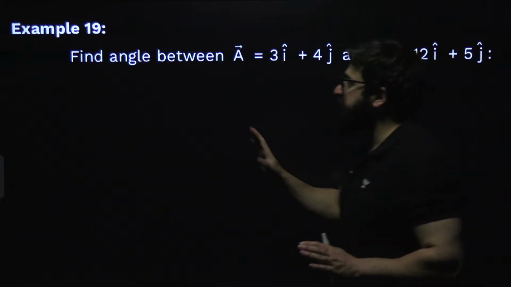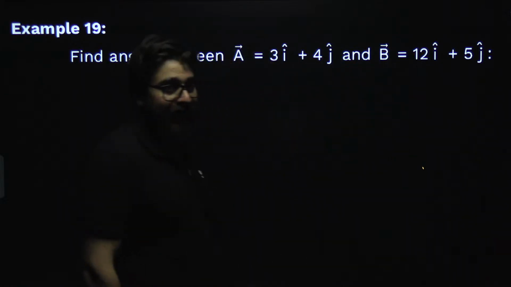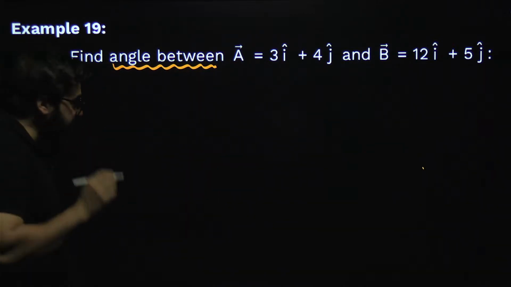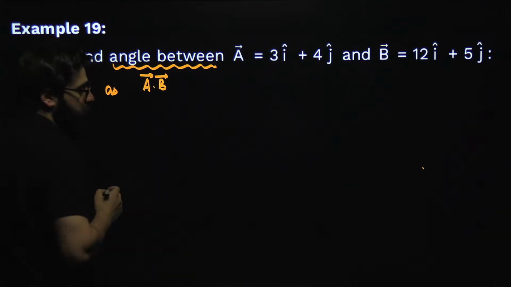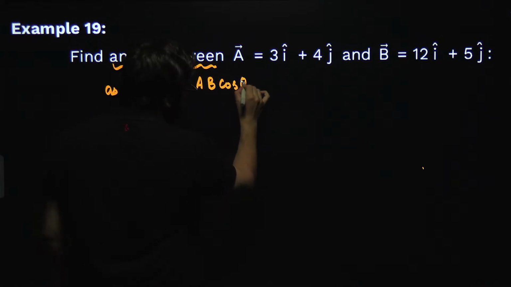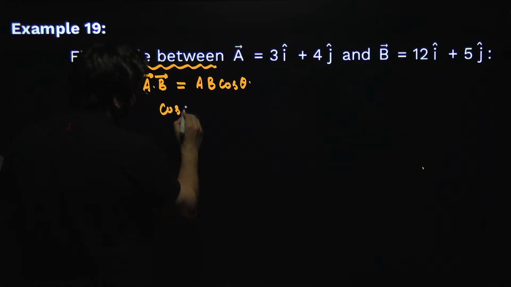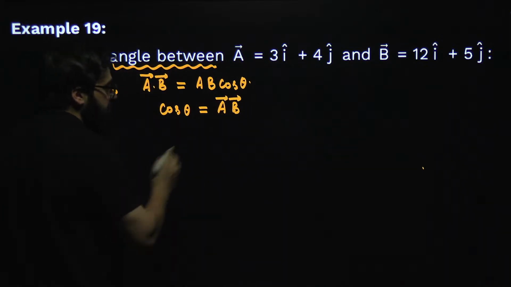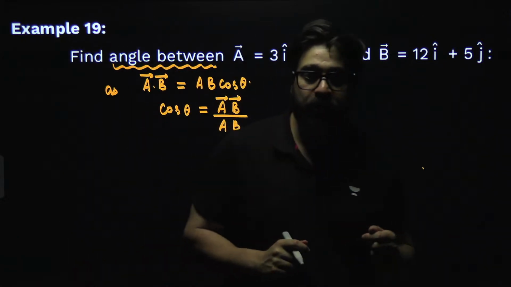Now, one more thing. Let's suppose you are given vector A and vector B, and they ask you to find the value of the angle between the two vectors. Guys, when it comes to A dot B, the dot product of two vectors, it is simply mod of A, mod of B into cos theta. Here, if we find the value of cos theta, this will be simply A vector dot B vector divided by mod of A into mod of B.